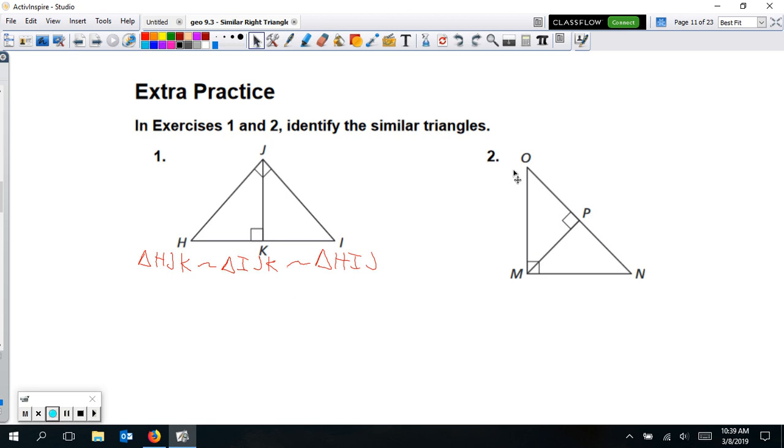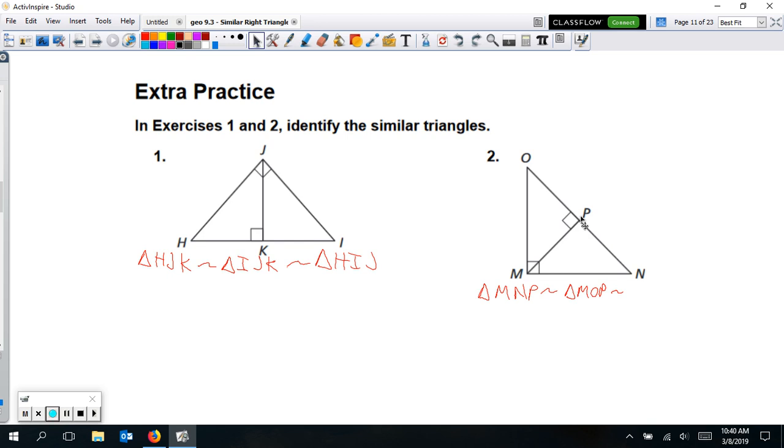On number 2, here we just have to figure out which one we want to start with. I decided to start with M, N, and P. So that would be the one here at the bottom. So M to N, and then going to P. That would be the hypotenuse again here, and then a leg. And the next one we'll do is MOP. So MO is a hypotenuse, and then to the leg this way to P.